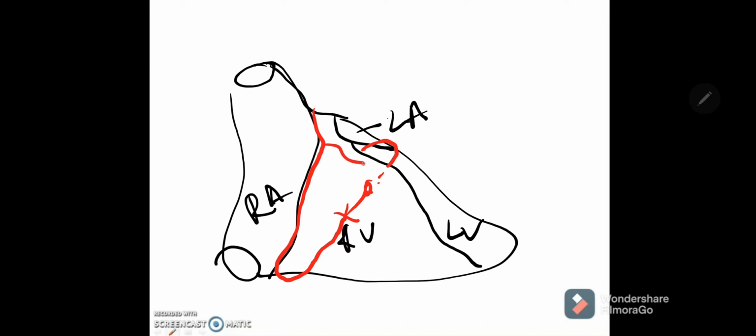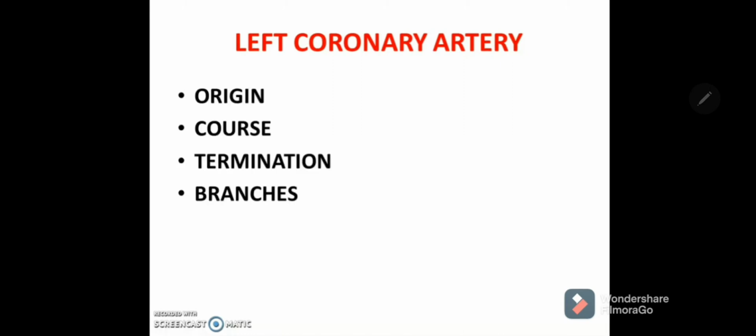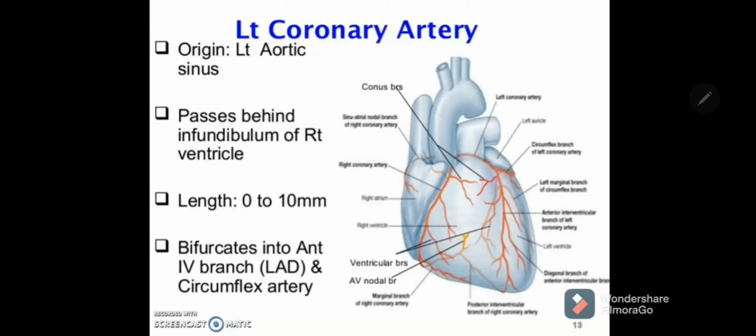What branches it gives: right conus, SA nodal, ventricular, marginal and atrial, posterior again atrial and ventricular, and the posterior interventricular artery. So this is the origin, course, termination, branches, and areas supplied by the right coronary artery that you should know. Then coming to the left coronary artery, the left coronary artery is again described under the same headings.